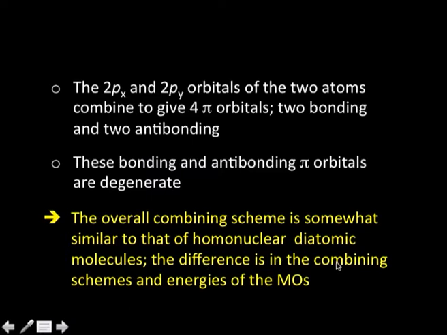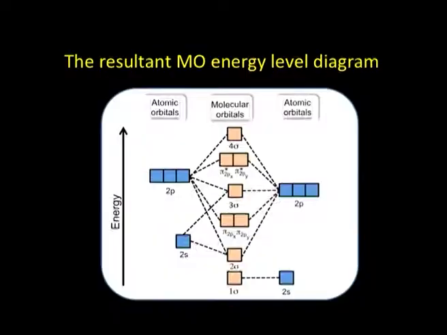The difference is in the combining schemes and also in terms of the energies of the molecular orbitals. Let's see all this in a molecular orbital energy level diagram. On this side and on this side we are depicting the atomic orbitals. As we mentioned earlier, the energies of these atomic orbitals of oxygen are lower than those of carbon. That is one fact we are depicting here.